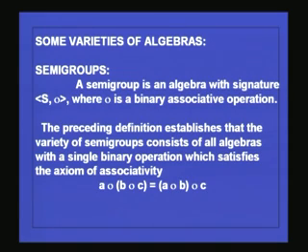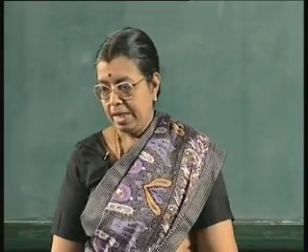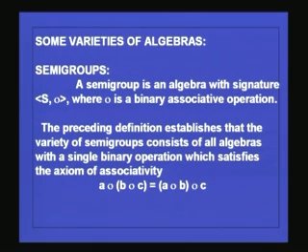As mentioned earlier, we are interested not only in the signature of the algebra, but in algebras which follow a certain set of similar axioms. One by one we will consider such algebras. These are called varieties of algebras. The first one we shall consider is the semigroup. A semigroup is an algebra with signature S, dot, where dot is a binary associative operation.